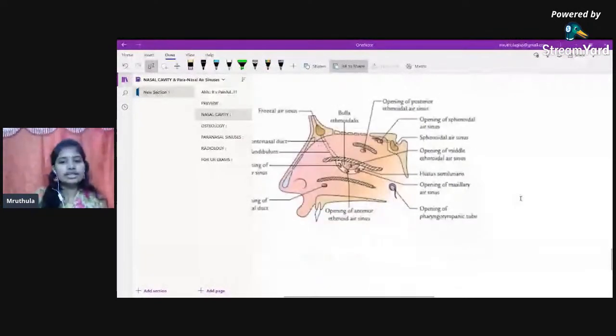Now, this is the diagram which you need to practice for the middle meatus, or even for the lateral wall when it's asked in a short note. This diagram very clearly shows you all the openings. This is given in Vishram Singh, and you can practice that.